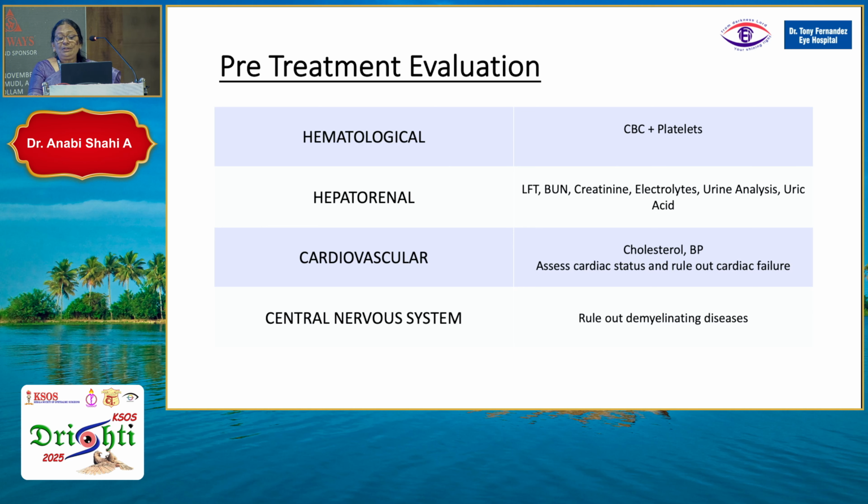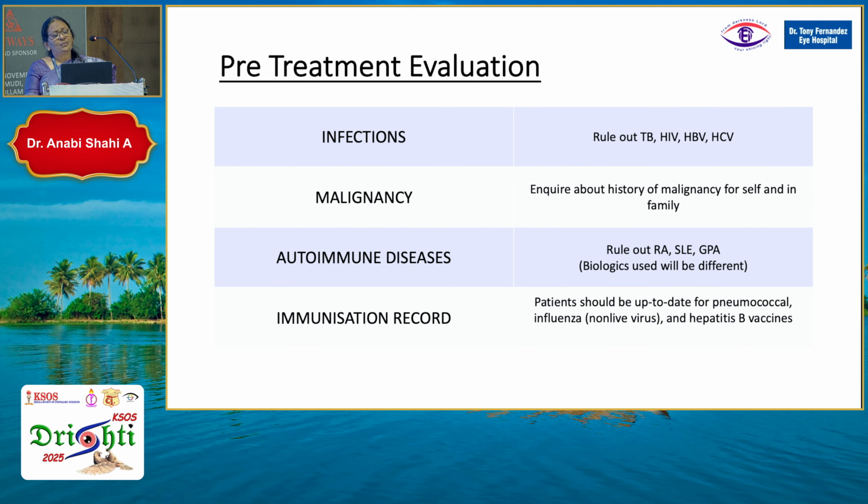Then we have to rule out demyelinating diseases because infliximab is known to cause demyelination. Rule out infections like tuberculosis, HIV, hepatitis B, and hepatitis C. Enquire about history of malignancy for self and in family. Then you have to rule out autoimmune diseases because if an autoimmune disease is present, the biologics use will be different.